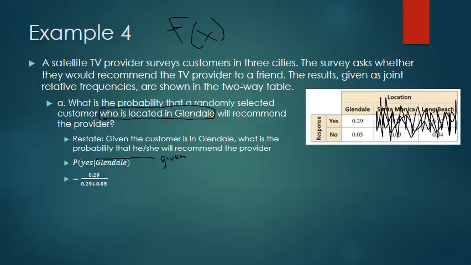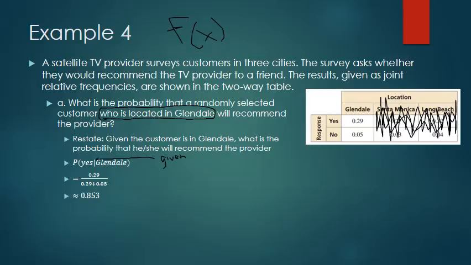So let's see how we calculate that. The bar is actually nice because it's kind of like a fraction. So we take the probability of people who said yes and were in Glendale. So that's 0.29. And we divide by, see the bar right there, the Glendale comes after the bar, so it comes on the bottom. We divide by all of the people here in Glendale, all of the probabilities added together. So 29% said yes, 5% said no. So I put those added together on the bottom. And then all I have to do is simplify that.